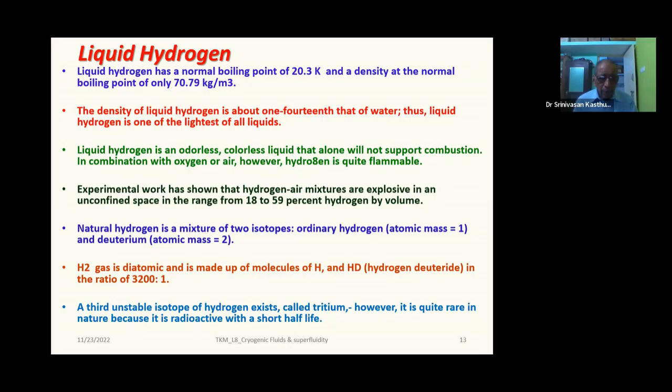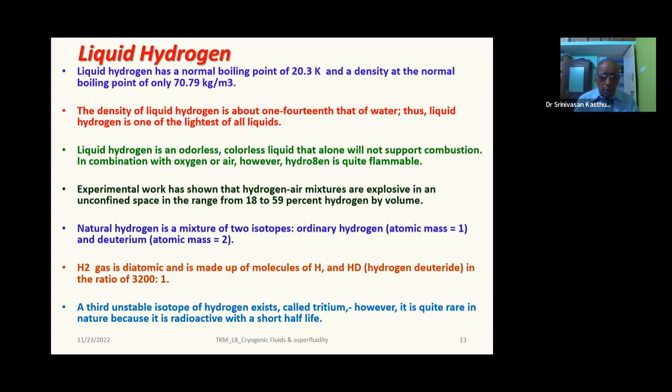Very light. Hydrogen again is odorless and colorless, and normally will not support combustion, but in the presence of oxygen or air, hydrogen is quite flammable. Approximately the range from 0 to 5% and 75% and above in atmospheric air is flammable.